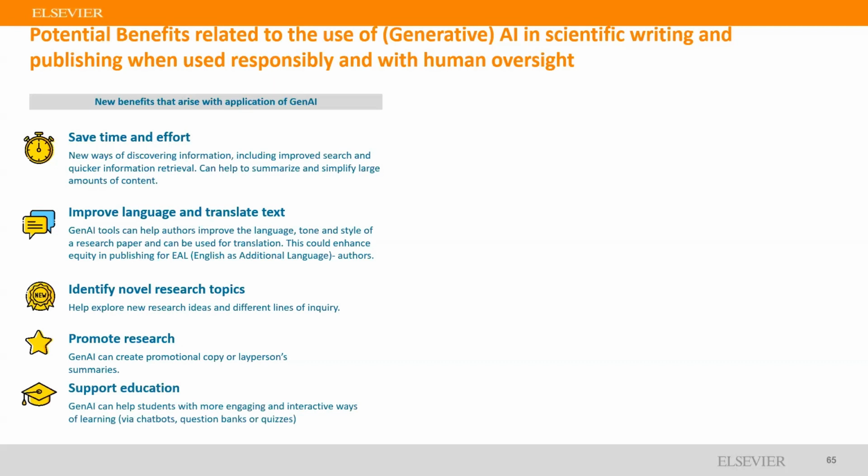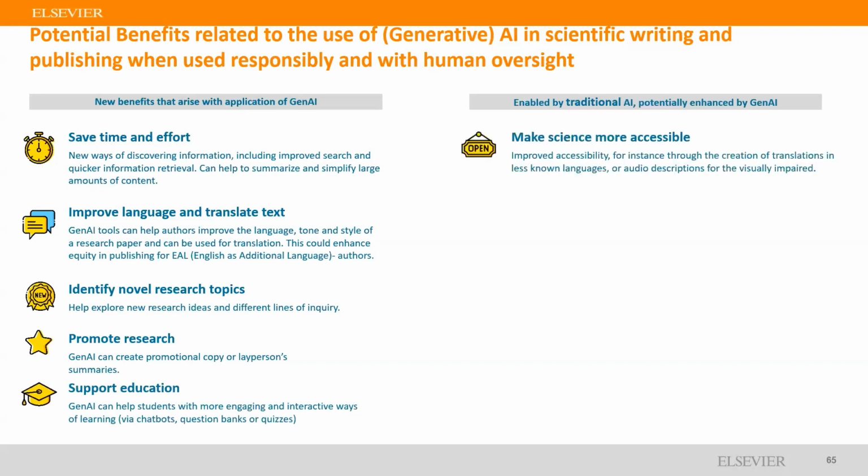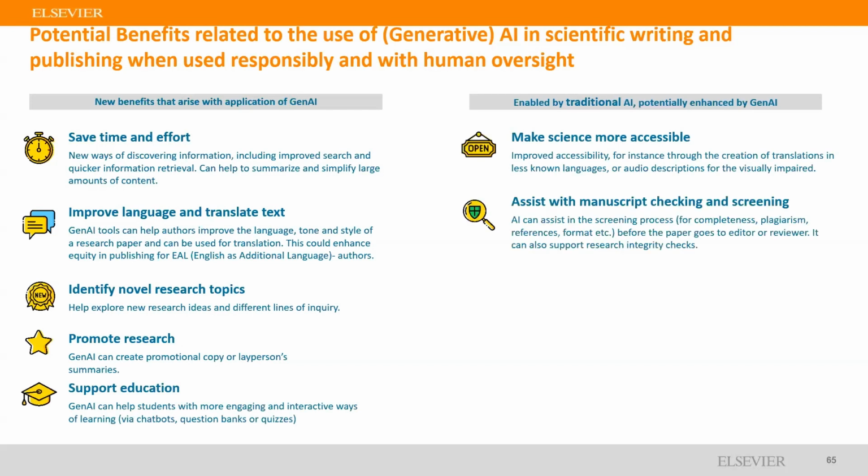It can support education by generating quizzes, for example, and chatbots can actually answer questions. What it builds on top of traditional AI is that it can translate research that is not written in English and therefore improve accessibility for local language research. Right now, AI is already helping the publishing process by checking submissions for completeness, plagiarism, references, etc. It can generate a rather nice list of recommended reviewers for editors to use. That's something we also do.